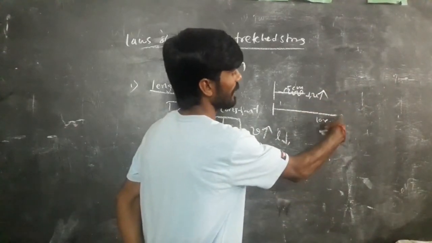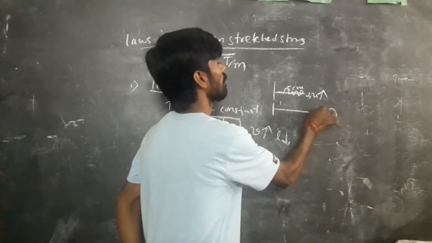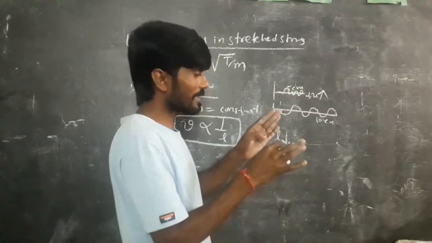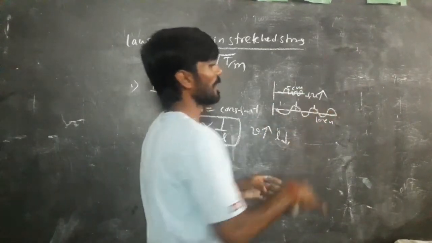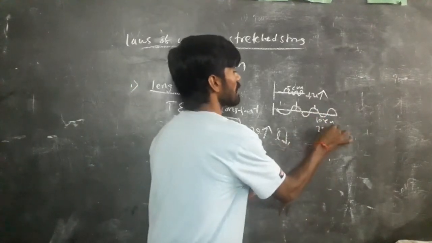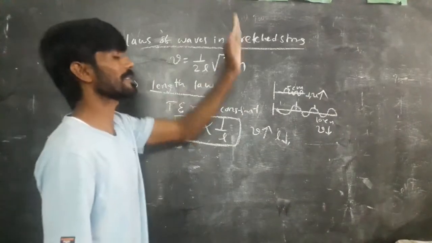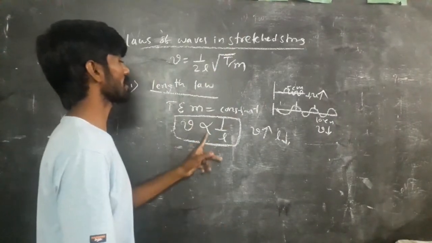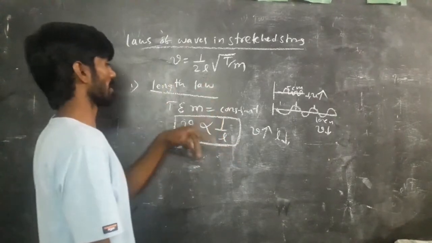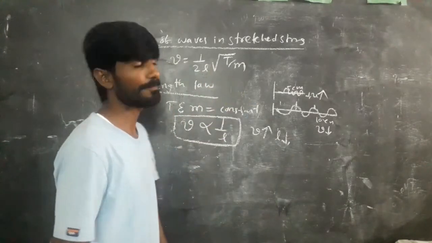With the same force applied on the 10 centimeters, there will be more distance between one vibration and the next. So when the length is increasing, the frequency is decreasing. That is the length law in a stretched string: the frequency is inversely proportional to the length of the string when the linear density and the tension are constant.